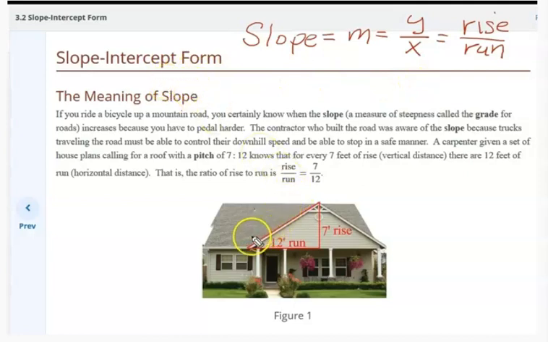Well, we talk about the slope of a roof, and it would be a ratio, and we use the letter M, lowercase letter M, to designate slope, a ratio in a graph of y units over x units, and y is in a sense the rise, and the x unit is the run. So that's basically what slope is.